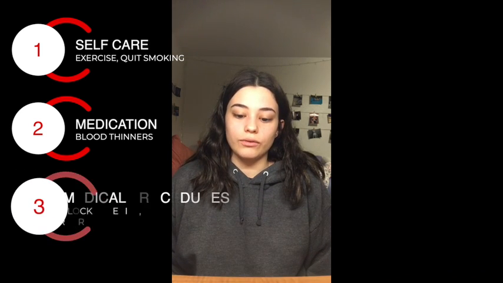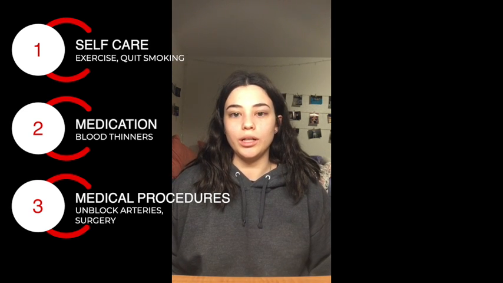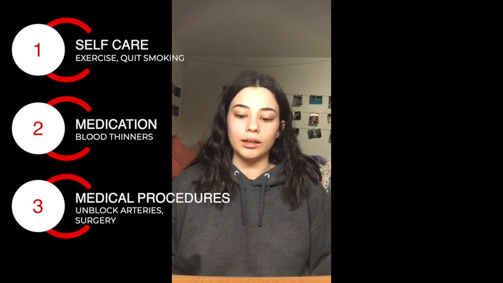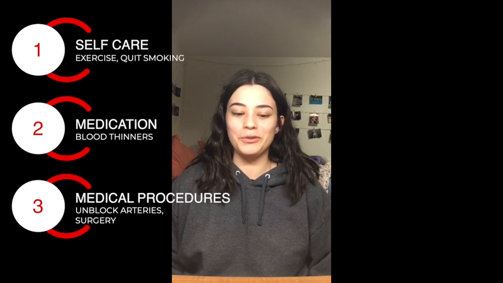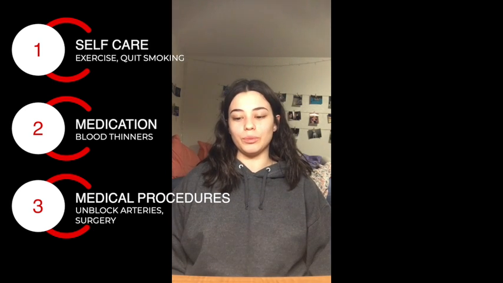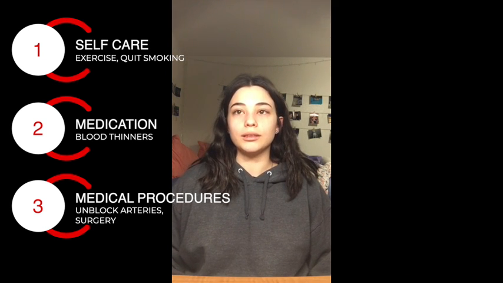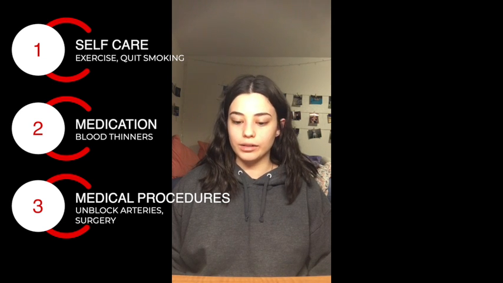Medical procedures for this disease include coronary stent, which is a tube that they put into the arteries to keep them open. And a coronary angioplasty, where an artery is unblocked by inflating a balloon inside of it. The last treatment is surgery. It's a coronary artery bypass surgery. This surgery restores blood flow to the heart by using a healthy artery or vein to bypass a blocked artery.